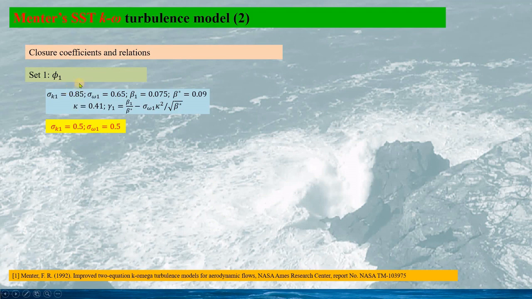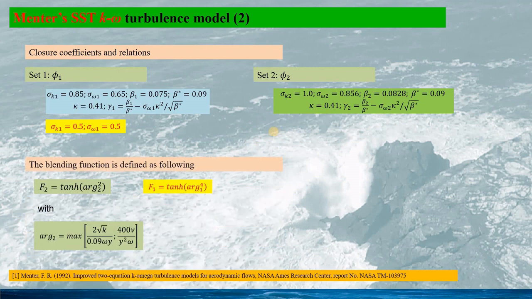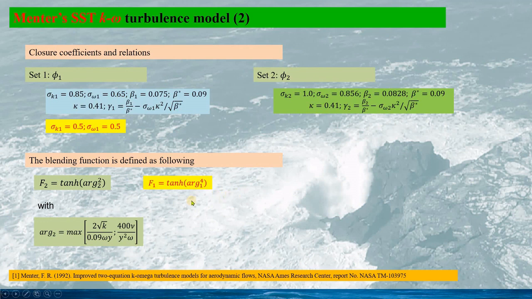For this, set 1, phi 1 as this. If we compare the SST k-omega turbulence model to the baseline model, we can see the coefficients sigma k1 and sigma omega 1 are different. And the closure coefficients for the transformed k-epsilon model are exactly the same as those used in the baseline model. So the blending function is defined as F2.